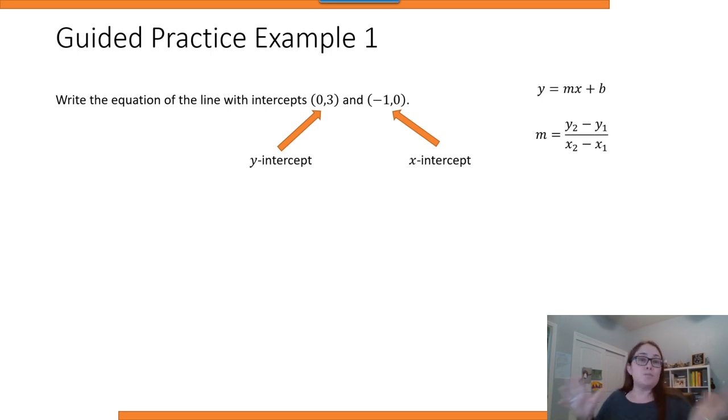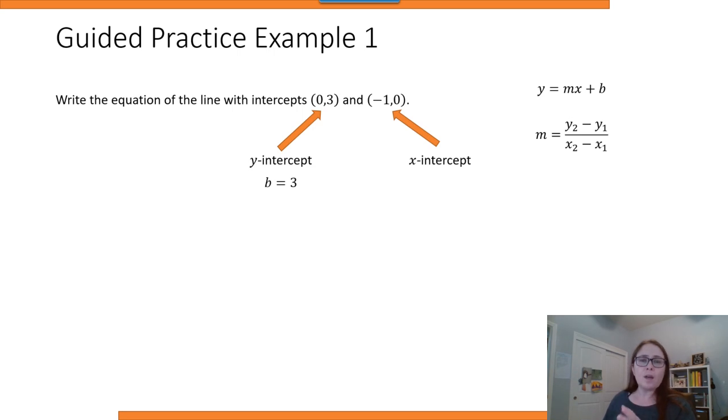And so they didn't give me a slope, but they did give me enough information to find the slope. And I know, because I've identified the y-intercept, that b is the y-coordinate of that y-intercept. So b is going to be 3. The only thing I need now is to calculate the slope for this line, and I can plug that in and get the equation.